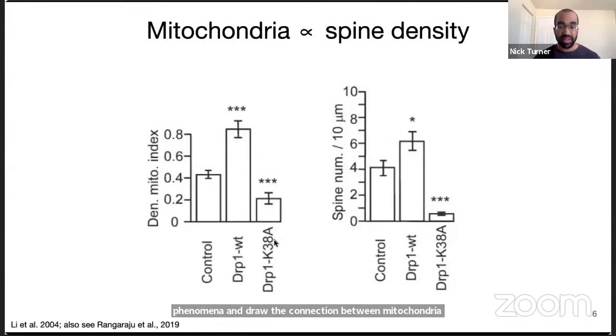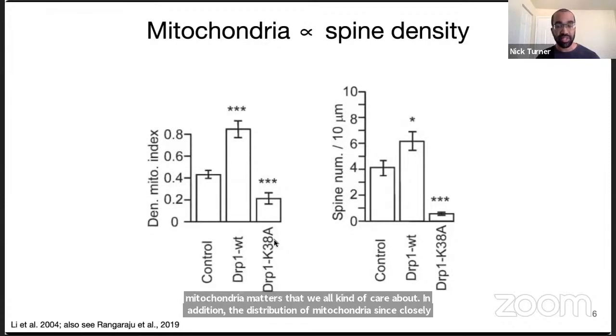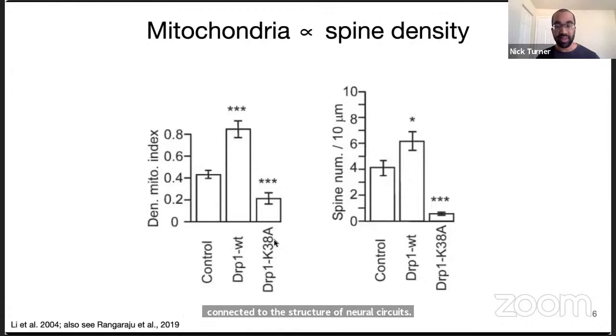In addition, the distribution of mitochondria seems closely connected to the structure of neural circuits. Previous work has used genetic tools to manipulate the diversity of mitochondria, and it turns out doing that also manipulates the spine density within CA1 pyramidal neurons.